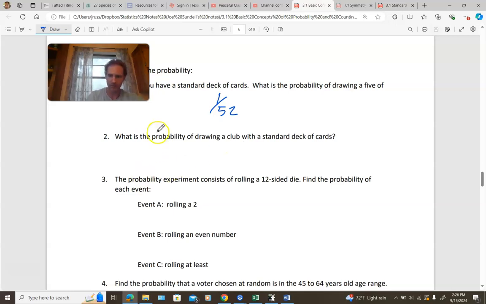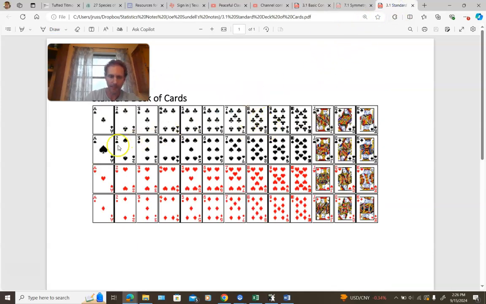All right, what about number 2? What is the probability of drawing a club with a standard deck of cards? Well, a club is this whole row right here, guys. So there are a total of 13. Each row, or each suit, has 13 cards in it. So there are 13 clubs essentially.